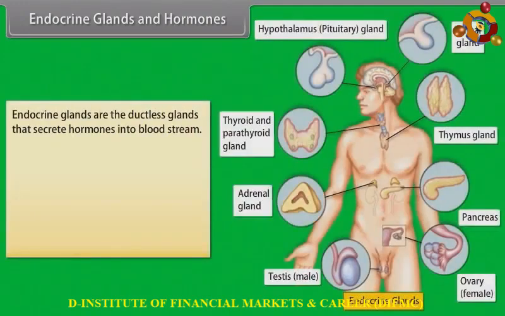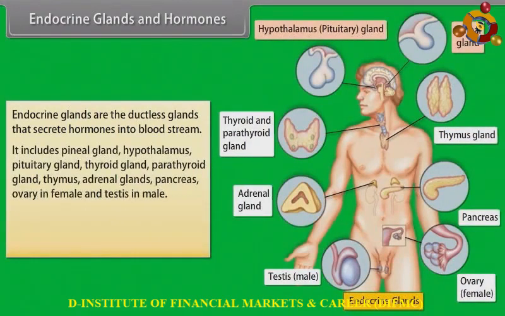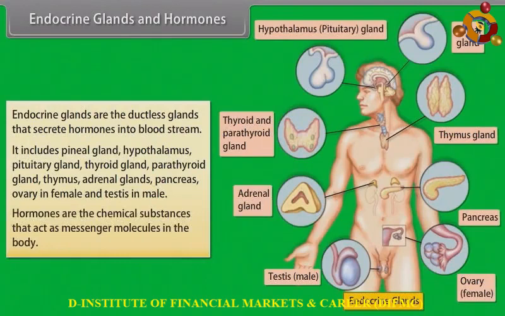Endocrine glands and hormones. Endocrine glands are the ductless glands that secrete hormones into bloodstream. It includes pineal gland, hypothalamus, pituitary gland, thyroid gland, parathyroid gland, thymus, adrenal glands, pancreas, ovary in female, and testis in male. Hormones are the chemical substances that act as messenger molecules in the body.